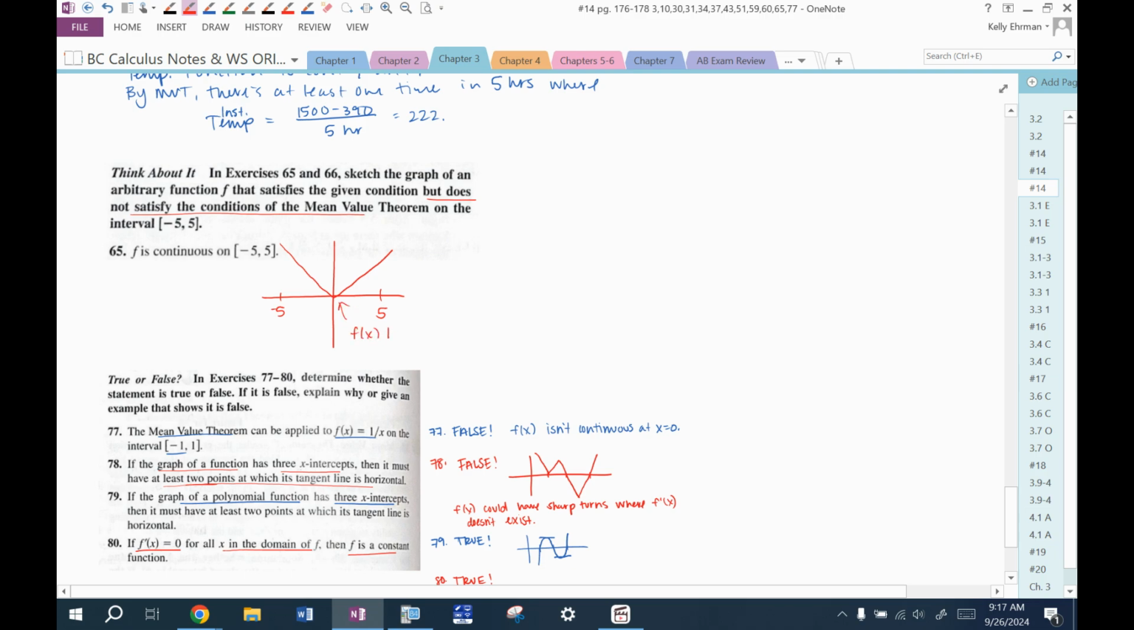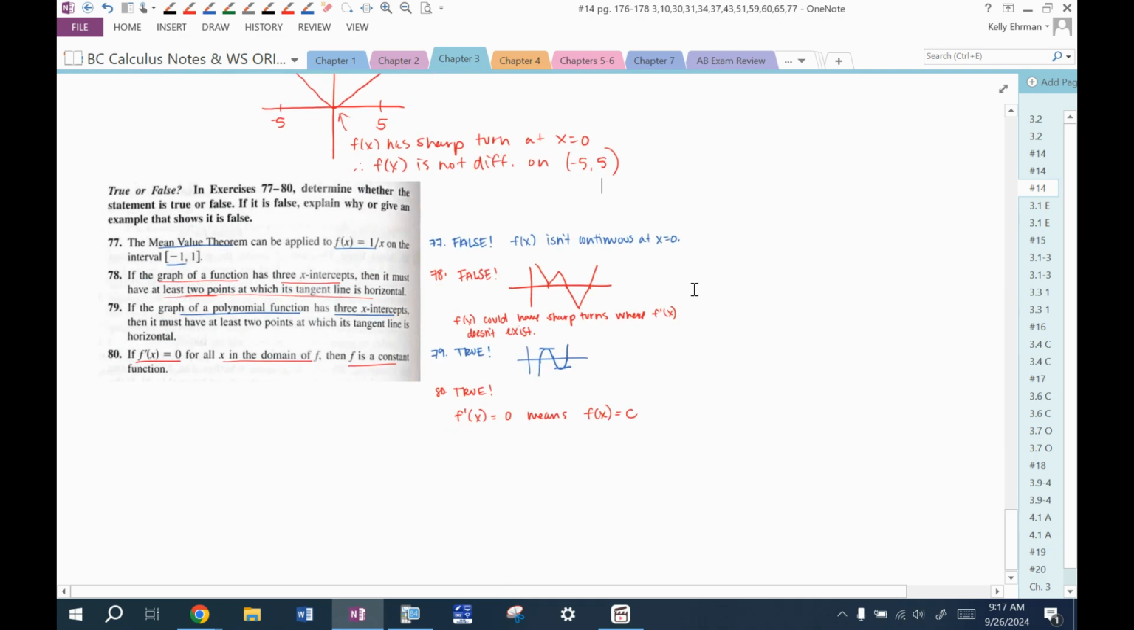f of x has a sharp turn at x equals 0 for my picture. You can draw anything with a sharp turn, but it's got to be continuous, so no asymptotes, no jumps. Anything with a sharp turn. Therefore, f of x is not differentiable on negative 5 to 5 for every value.